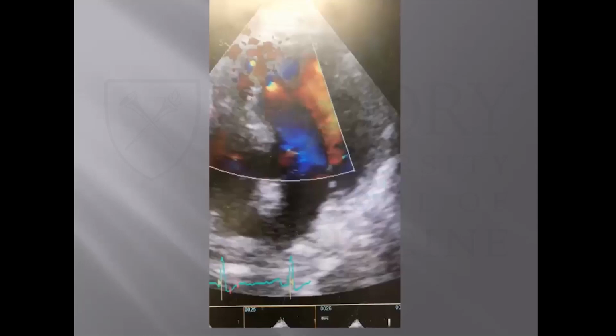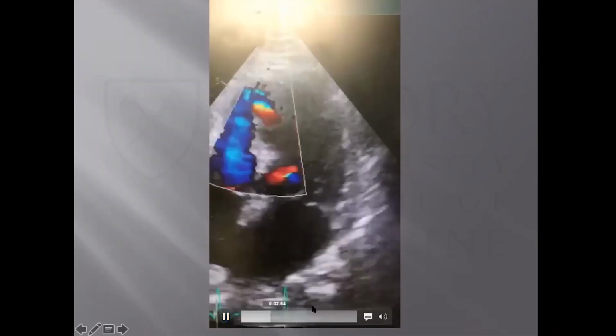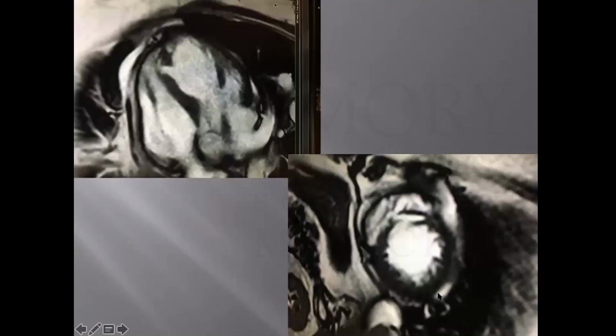There's an example of just this huge defect right here. I think this one is actually one of the few that plays. Here in MRI, you can see a very clear picture of the defect here and right here. In this case, I think this patient did undergo closure with a successful result.